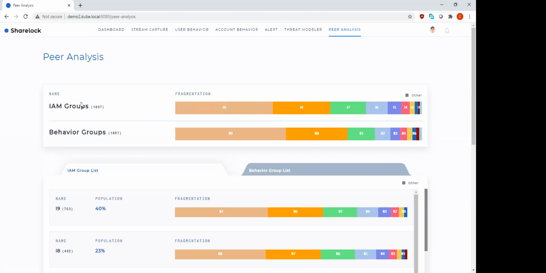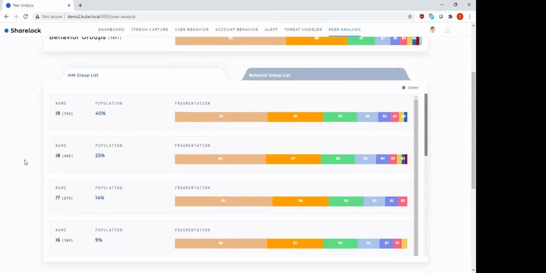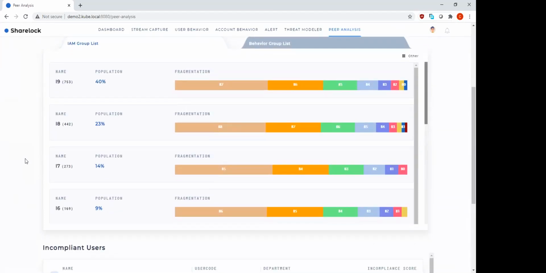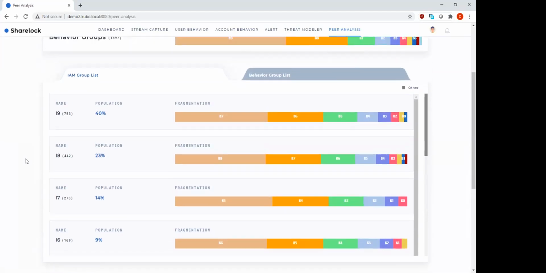Here in the first bar, we can see how many identity governance groups we found and how large they are from the population point of view. The same thing about behavioral groups. Here we can see how many behavioral groups we have found and how large they are. Let's go into more detail, going to the central part to analyze the composition of each group.